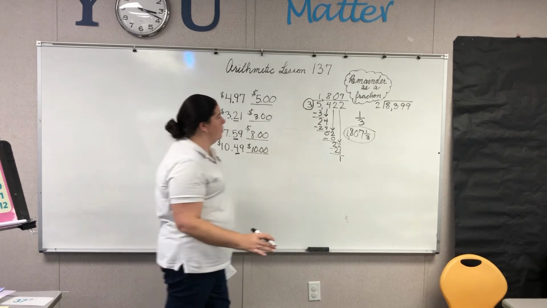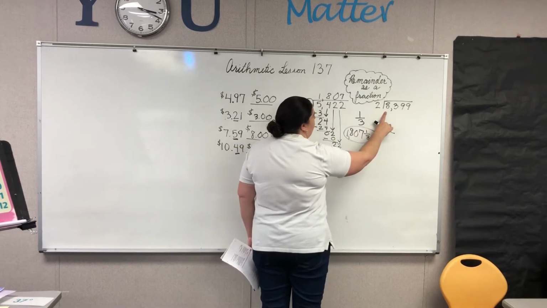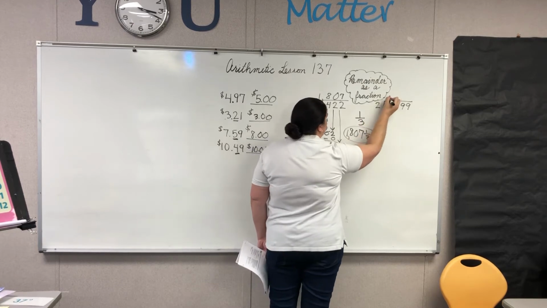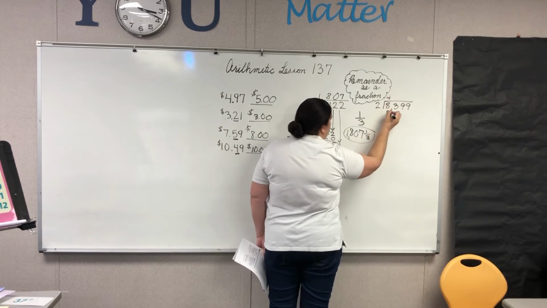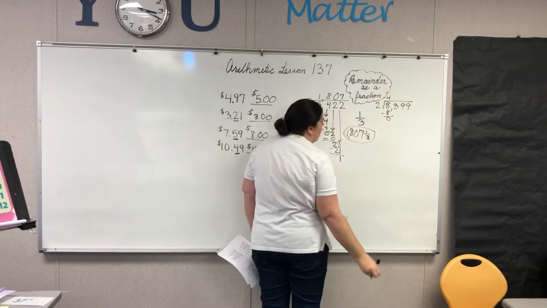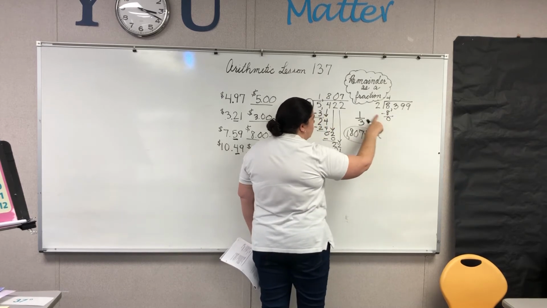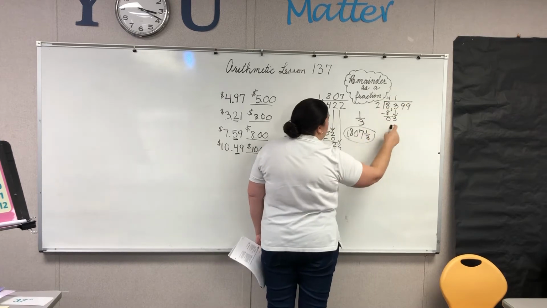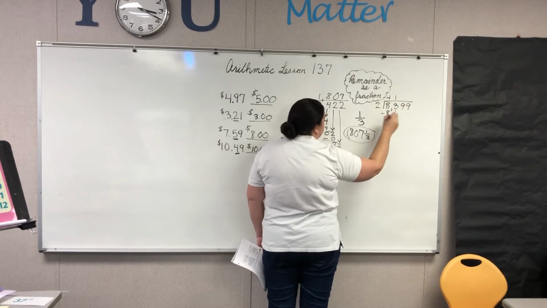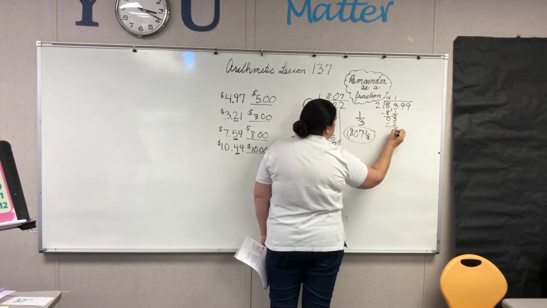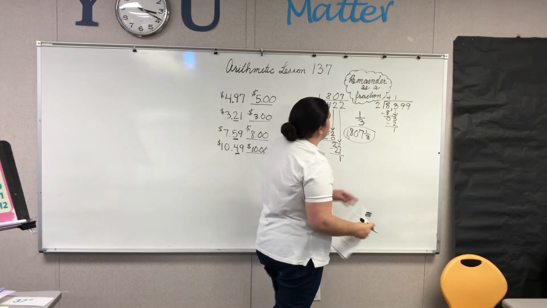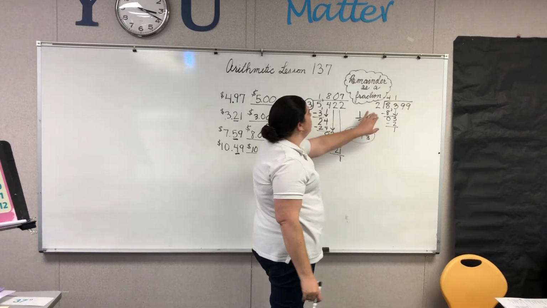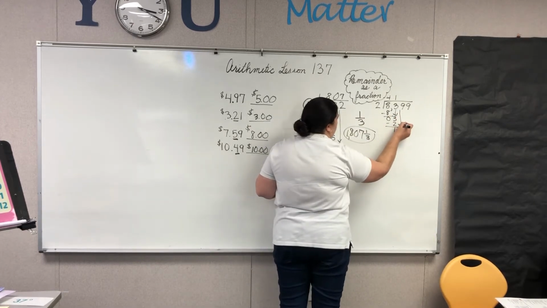So let's try another one. 8,399 divided by 2. 8 divided by 2 is 4. 4 times 2 is 8. Subtract and get 0. 0 is less than 2, so we can bring down the 3. 3 divided by 2 is 1. 1 times 2 is 2. And when we subtract, we get 1. 1 is less than 2. Let me put this down. 1 is less than 2, so we can bring down our 9.